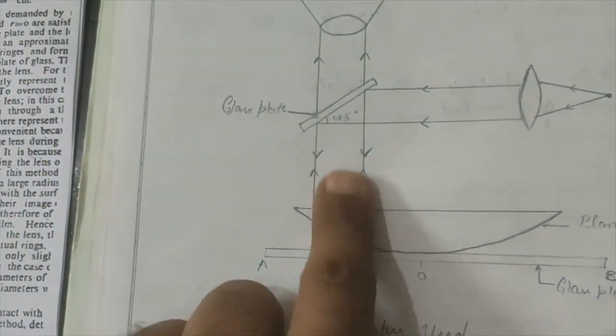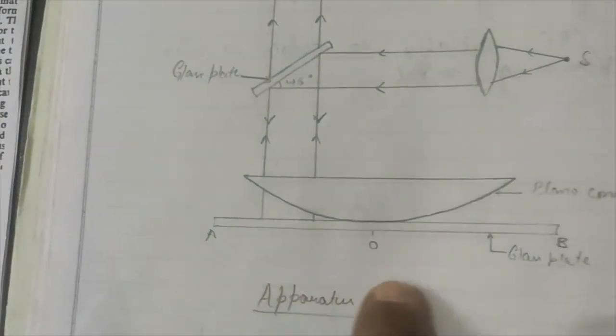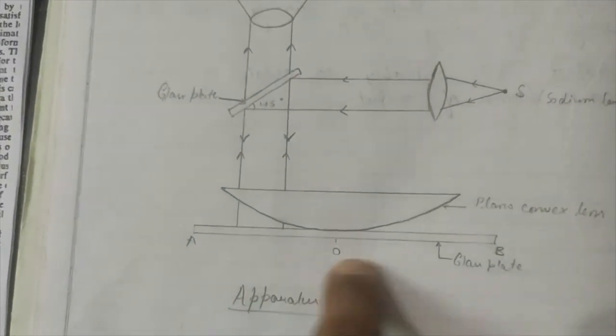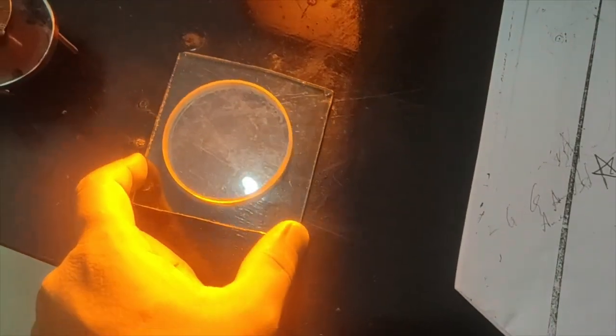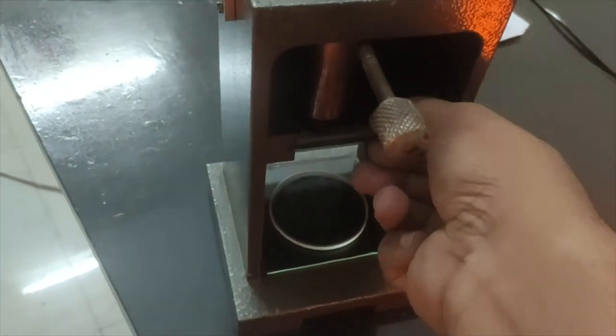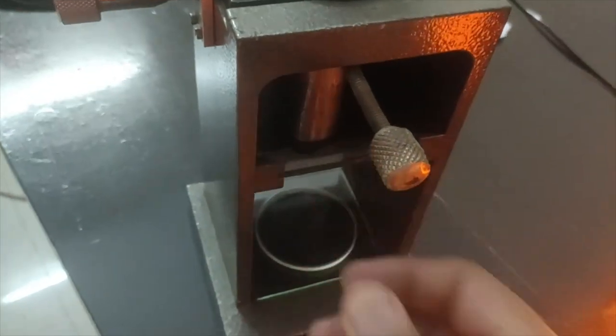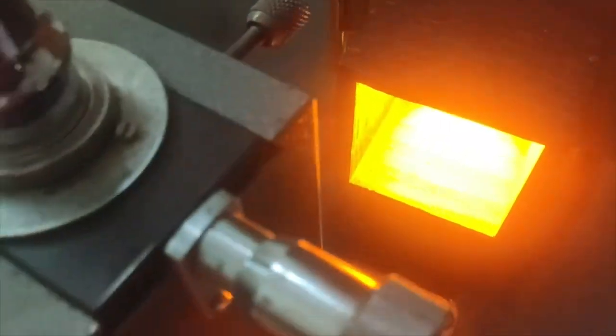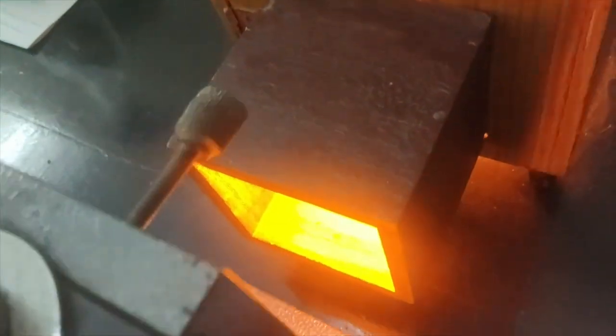And then below this glass plate, I'm going to use this glass plate and the plano convex lens, which is this arrangement. If I put this glass plate and this lens inside, below the 45 degree glass plate, and then I put this arrangement in front of this light source, I can see.